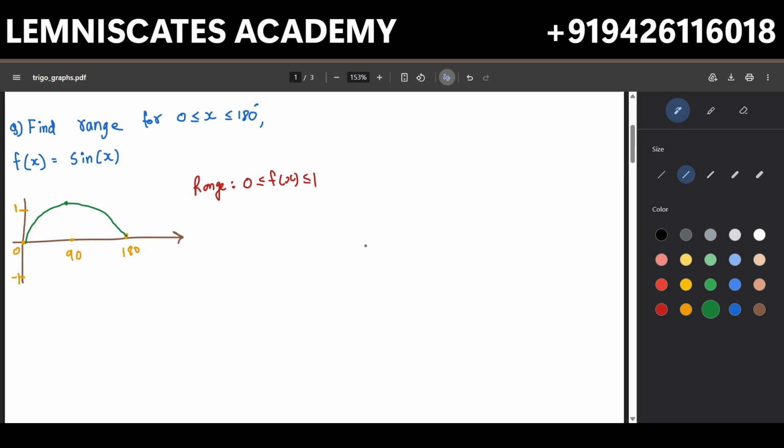And you can see that I've included both 0 and 1 as part of your answer, because the 0 value is included as the minimum possible value because 0 and 180 both are part of the domain. And 1 is also included in the range because 90, which gave you 1, is also part of the domain. So that is how you do this question.